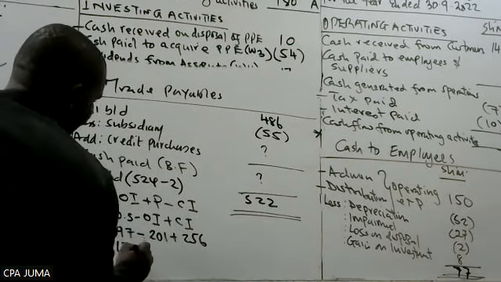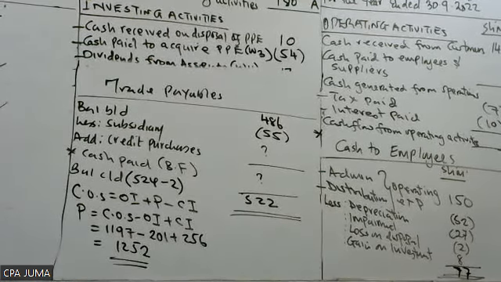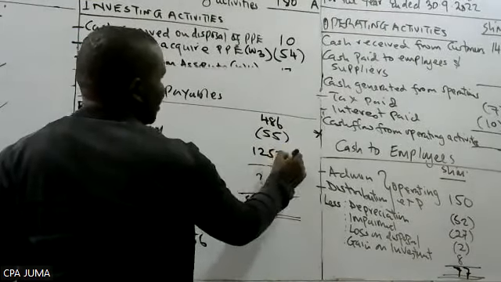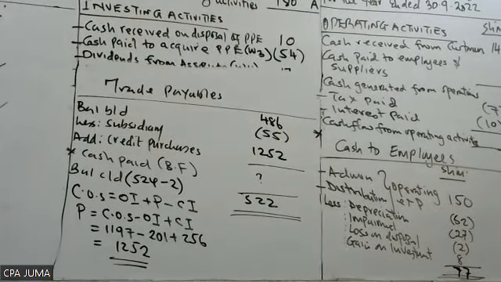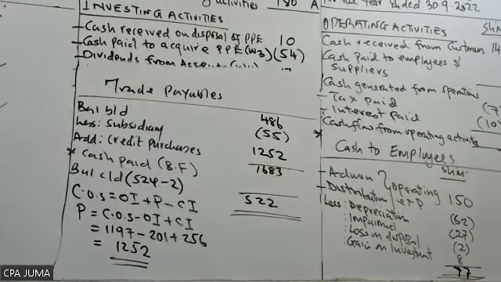52. Can someone also confirm from online? 52. Fellow 52 has been confirmed. So, 12,486 minus 55 plus 52 gives 1683. Compare with the closing. Closing has decreased. So it means those people, we paid them. We paid those suppliers.